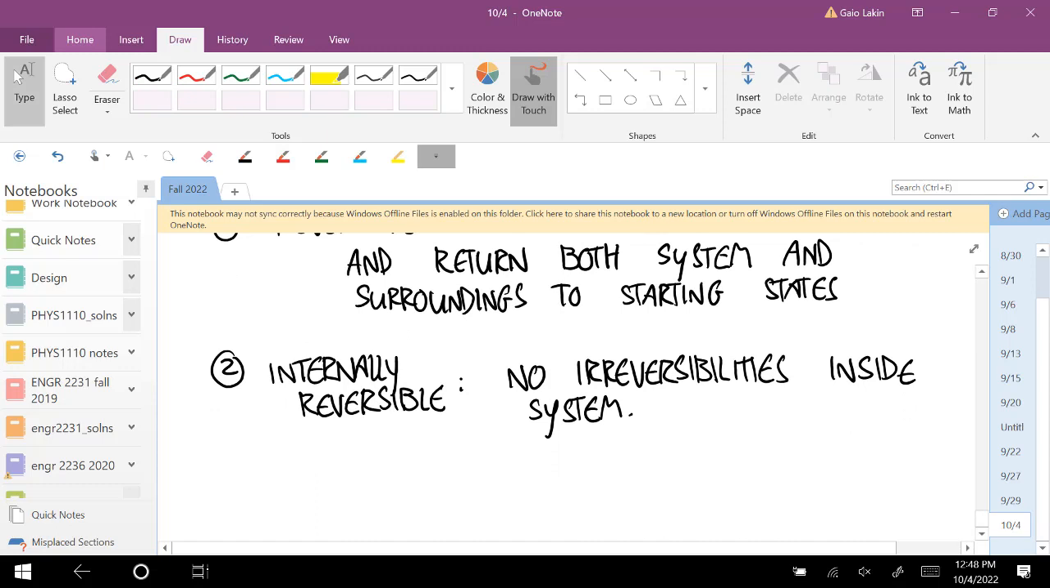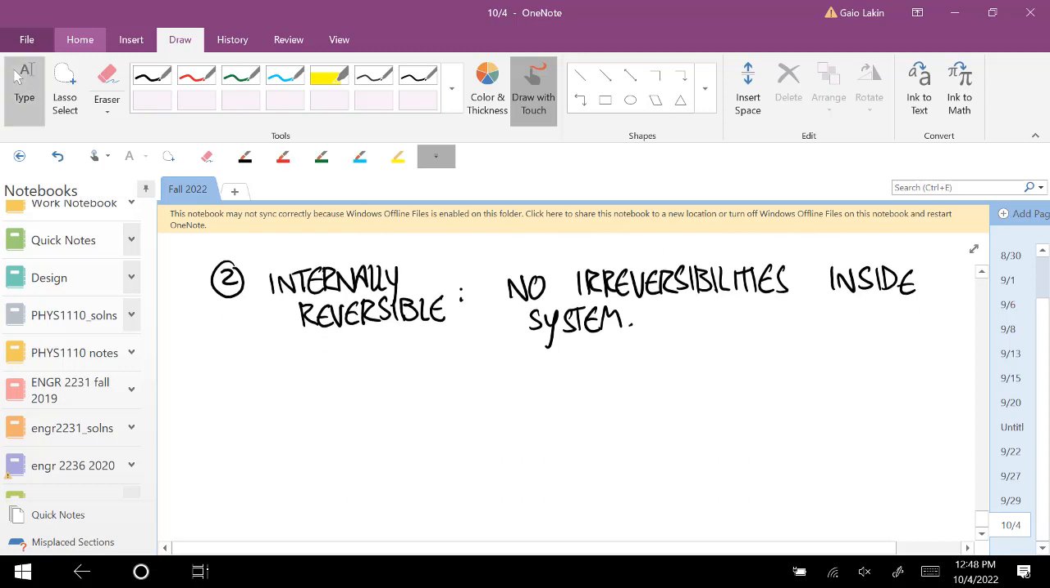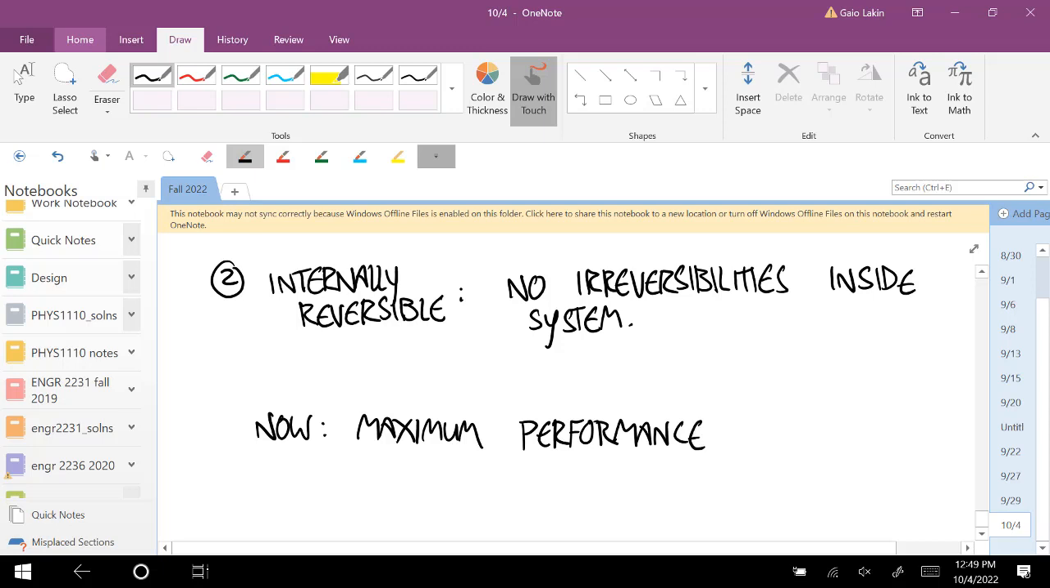Okay, so now that we have talked about irreversibilities, we can talk about the maximum possible performance for power cycles, refrigeration cycles, heat pump cycles. So now we're going to talk about maximum performance. So there are two important corollaries to the Kelvin-Planck statement.